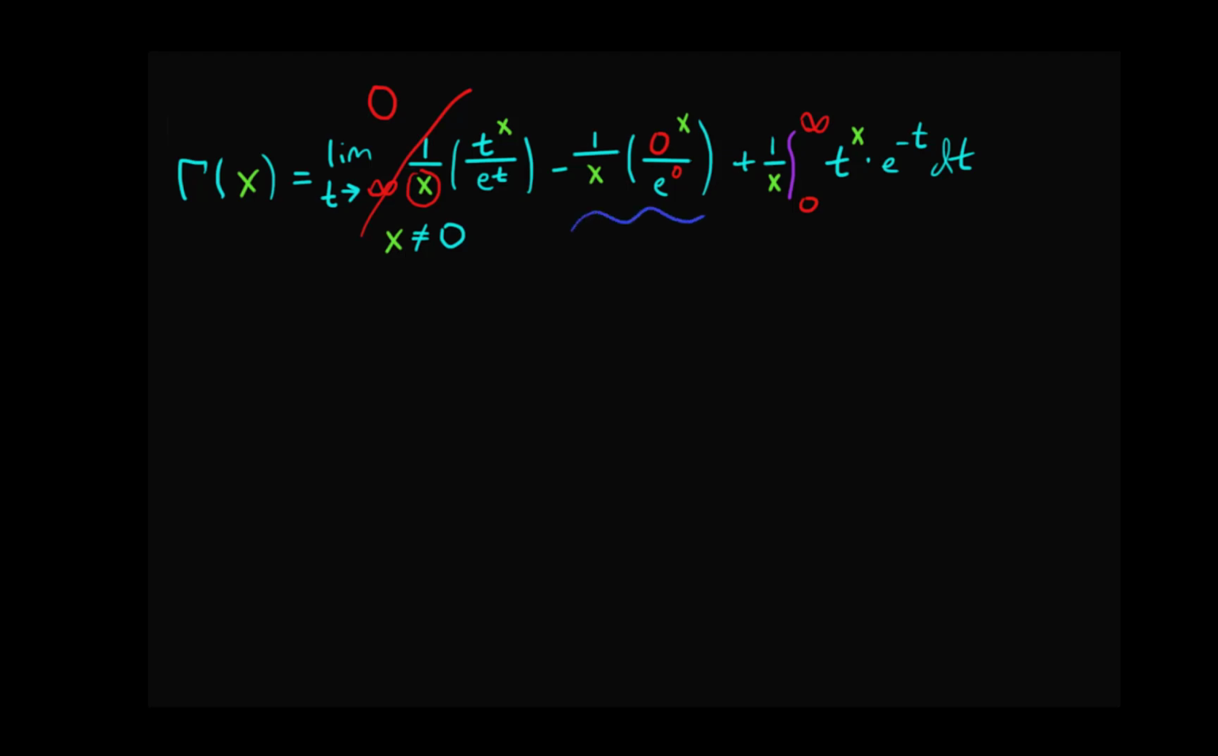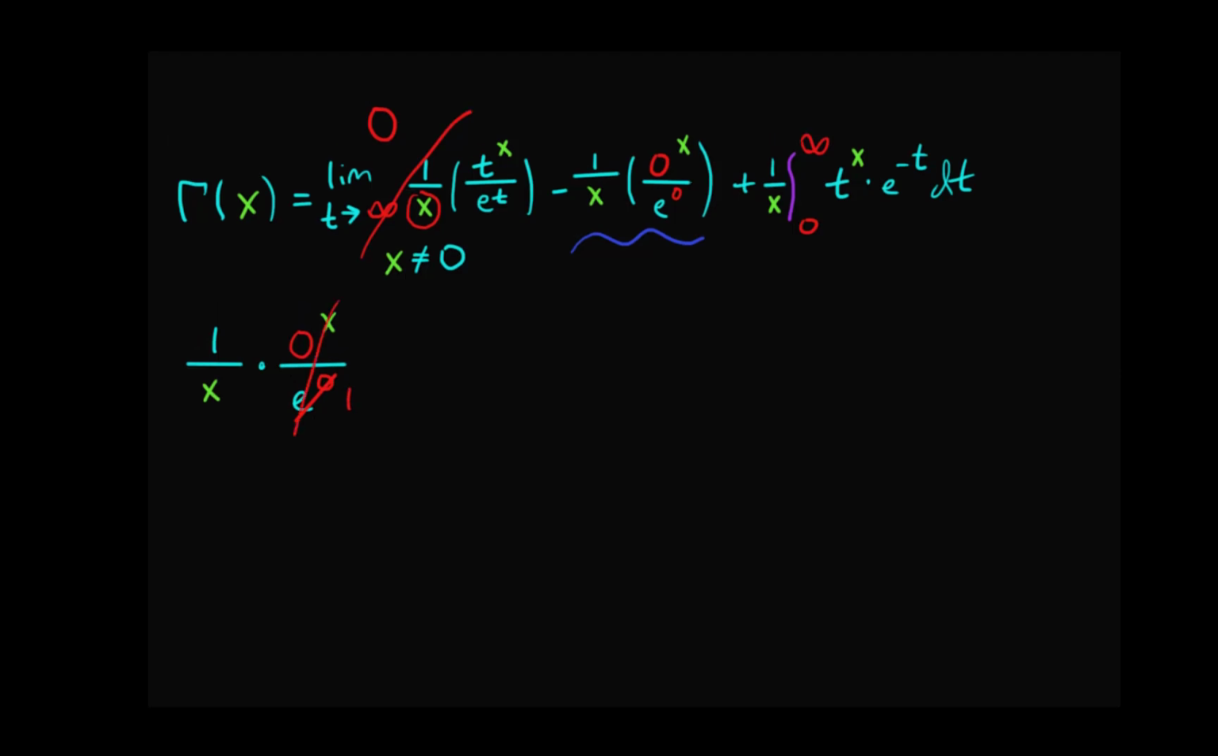So now let's evaluate the second term in the expression, which I'm underlining in blue, 1 over x times 0 to the x over e to the 0. Well, again, 1 over x is just a constant term, and it's not problematic as long as x doesn't equal 0. 0 to the x over e to the 0, well, e to the 0 is just 1, and 0 to the x will just equal 0 as long as x is a positive number. If x were a negative number, then 0 to the x would become 1 over 0 to the negative x, or 1 over 0, and again, we know that's bad, that equals infinity. That has to be avoided.